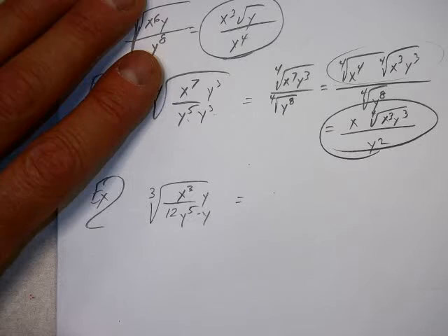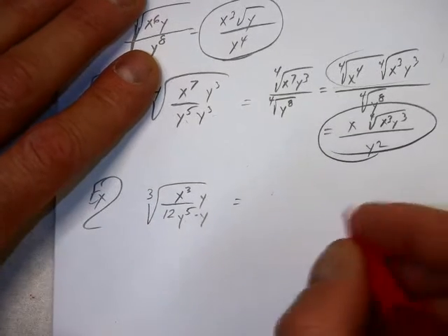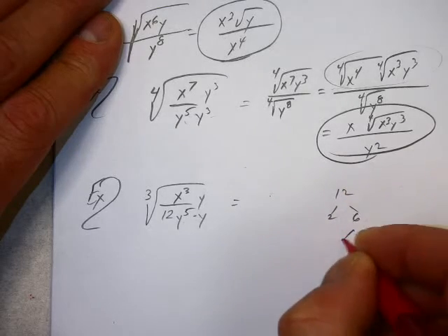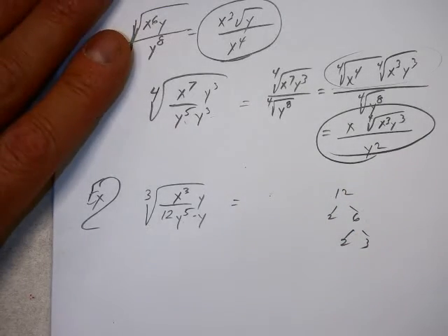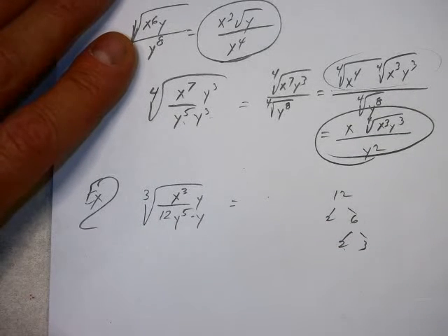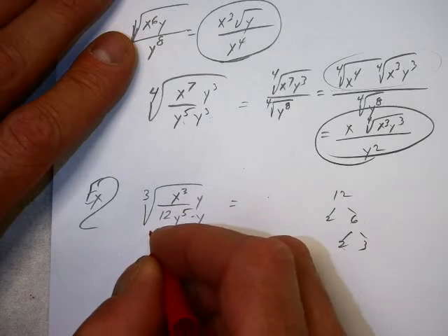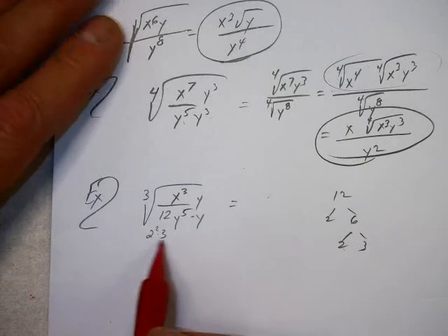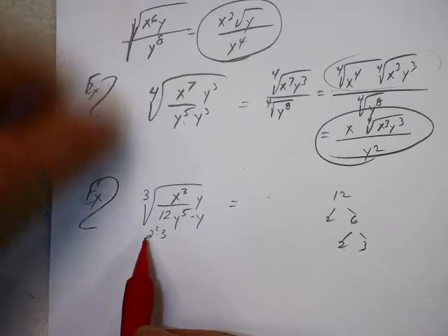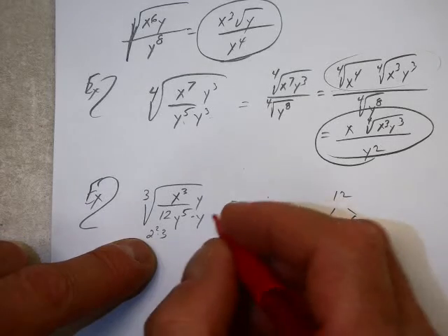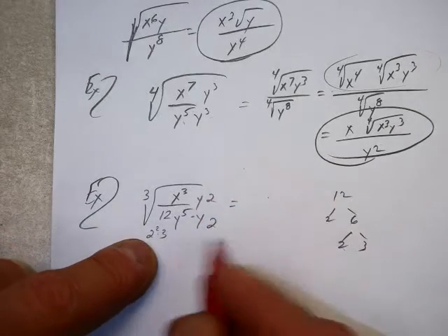Now my 12 is a different monster. What is my 12 made up of? Well, my 12 is made up of a 2, a 6, a 2, and a 3. So look at what I've got. I've got two 2s and a 3. So let's look at it this way. 2 squared times 3. So that is not cube rootable. What do I have to multiply by to make it cube rootable? 2. Because now that'll give me 3 2s.